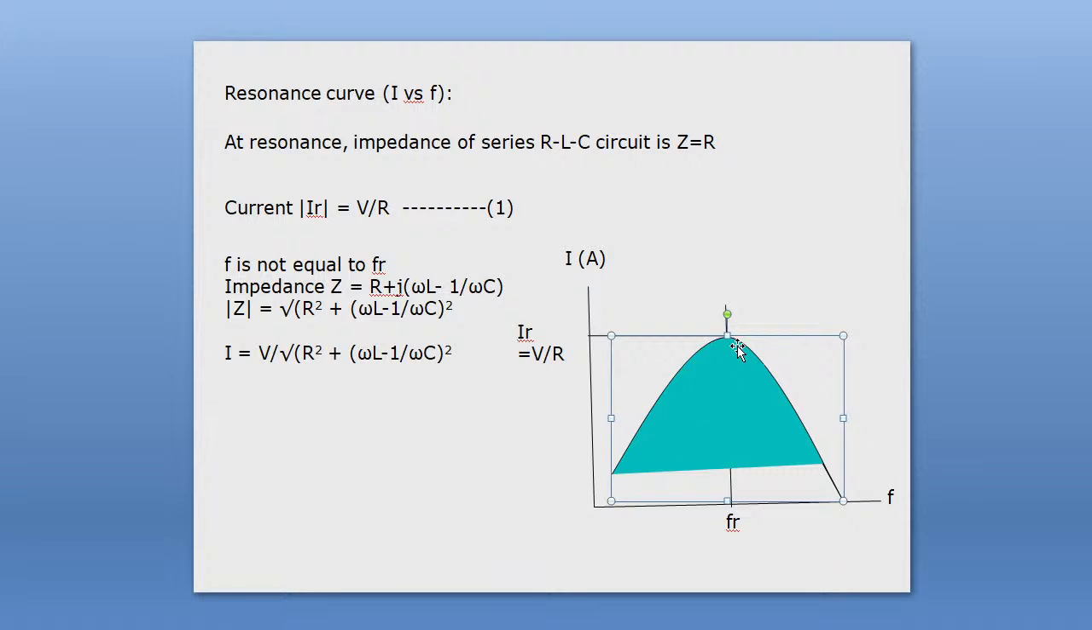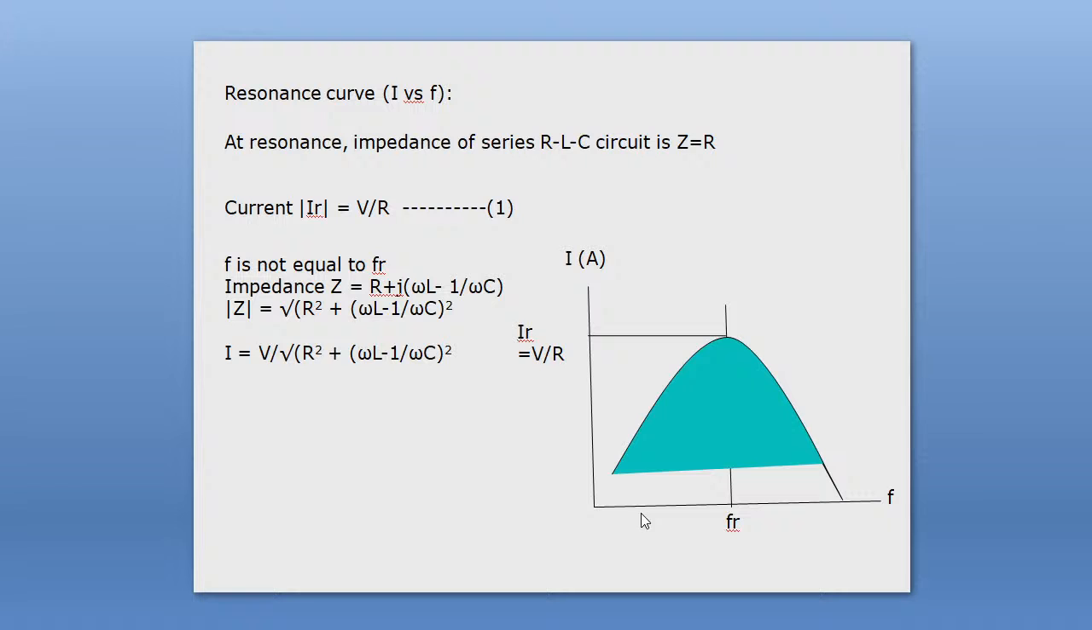At resonance, you will get the maximum value of current, V by R. But on the left hand side of resonant frequency or the right hand side, I mean either side of resonant frequency, the current will be of smaller value. Current is less than its value corresponding to resonant frequency. So this is the maximum current at resonance frequency.